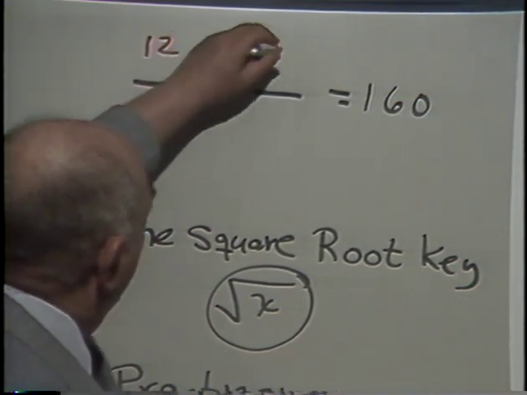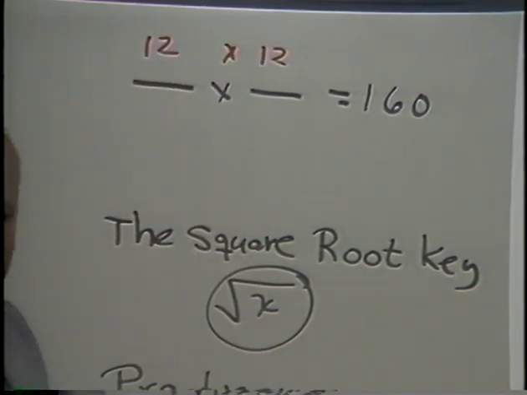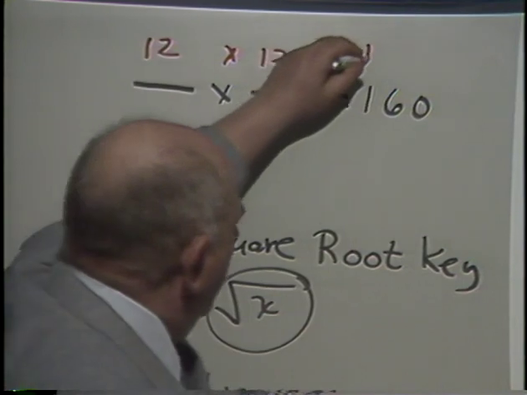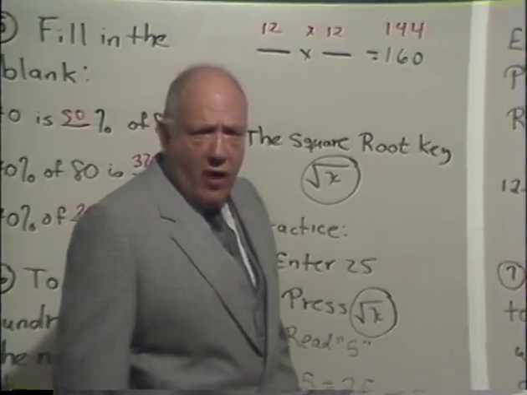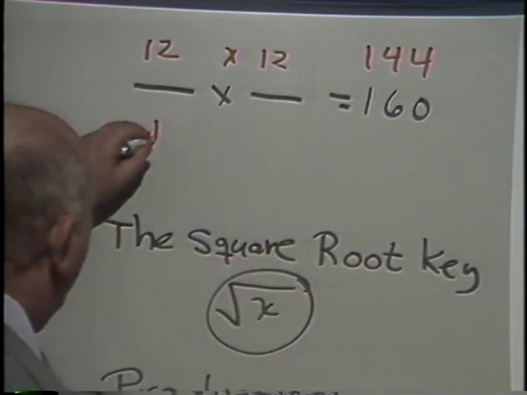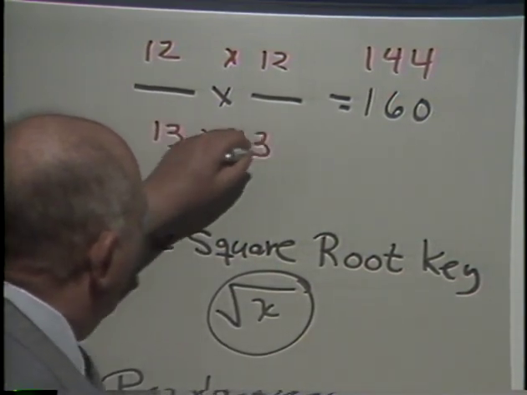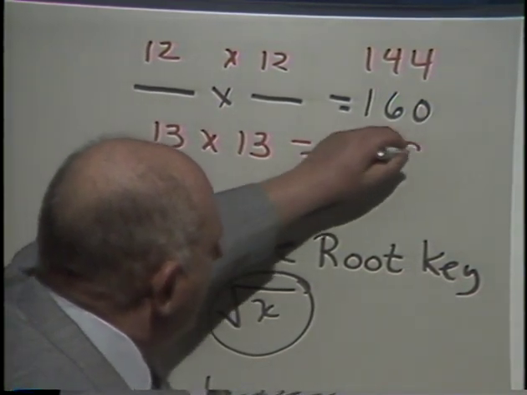I'll try 12. 12 times 12 is 144. That was pretty close, but I'm too low on that, right? 12 is too small to be the right answer. I'll try 13. 13 times 13 is 169.